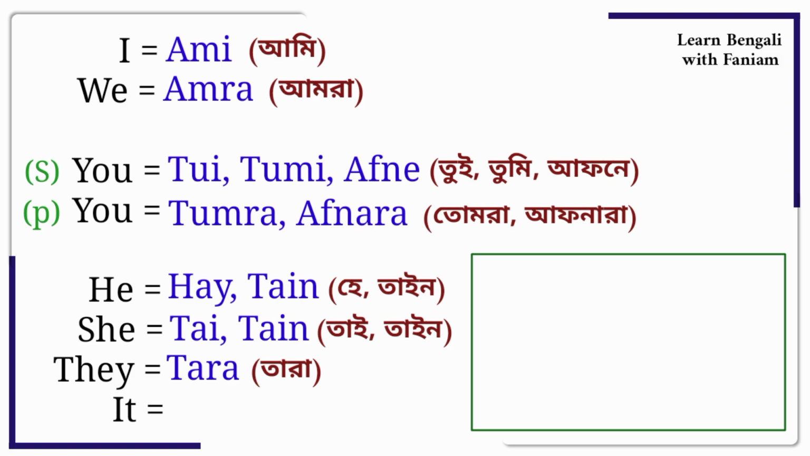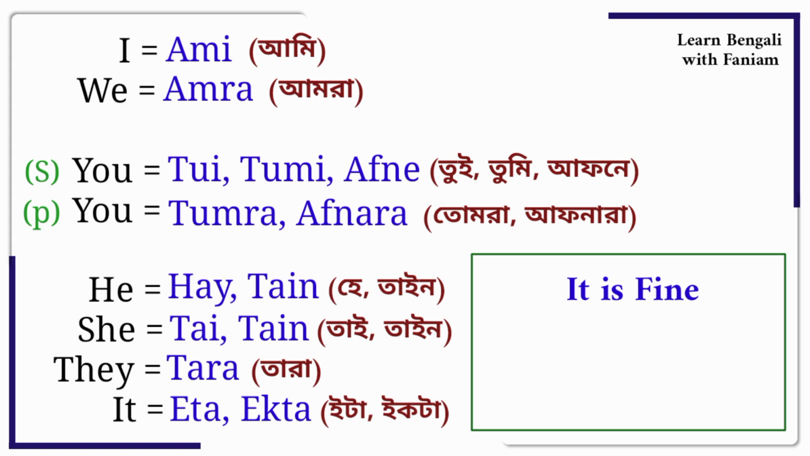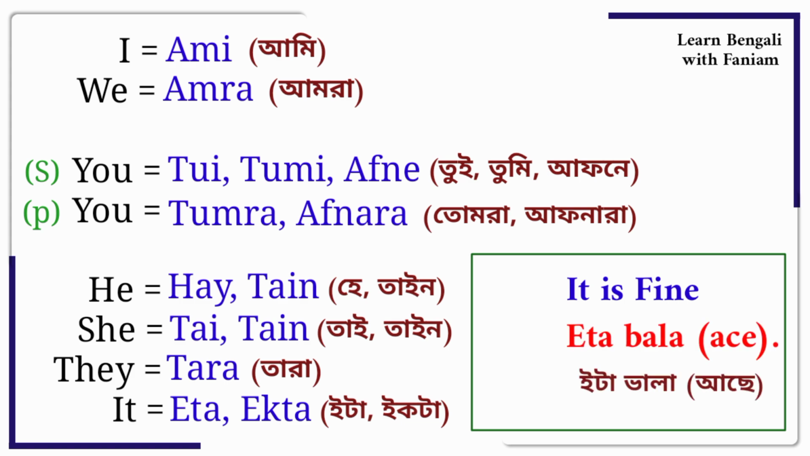And then it. For that, Sylheti people also use different words like ita, ikta. Also some people say igu. Whatever word you say, it will be considered Sylheti language. So those are ita, ikta. Let's see an example. It is fine. In Sylheti it is ita bala ase. Also you can say it using ikta, like ikta bala ase.